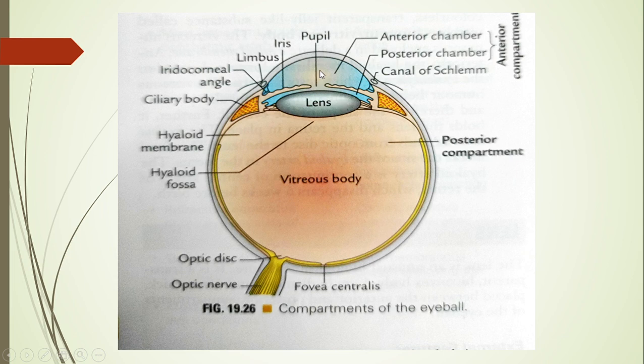The lens is present behind the iris, so the light enters and hits the lens under the control of the iris. The posterior surface of the lens lies in a depression of the vitreous body, which is named the hyaloid fossa. The lens rests in this depression in the vitreous body, the hyaloid fossa.